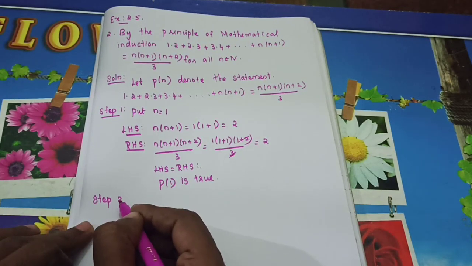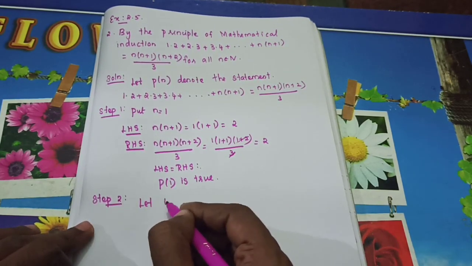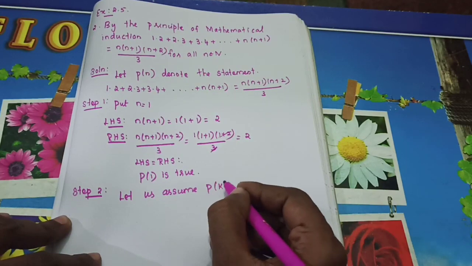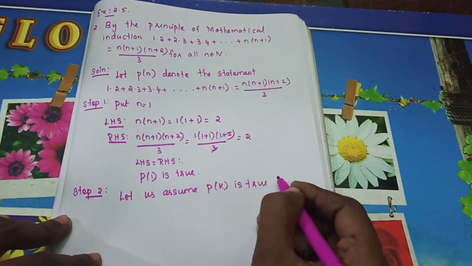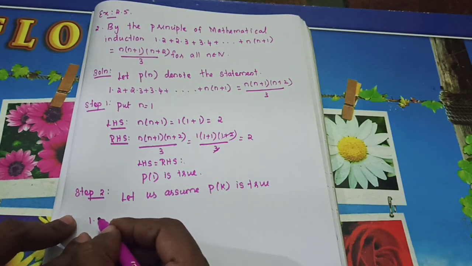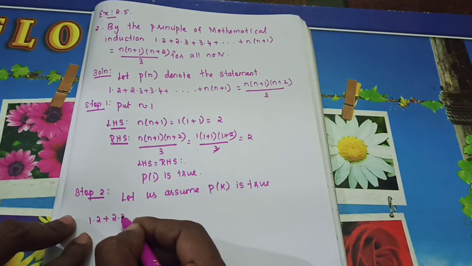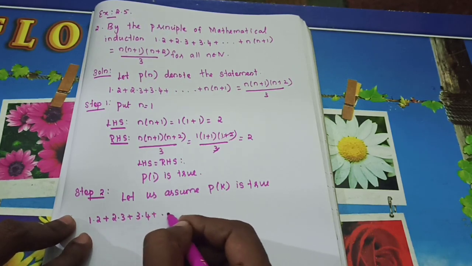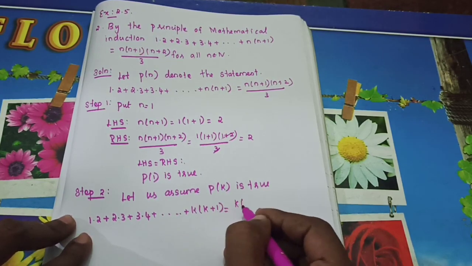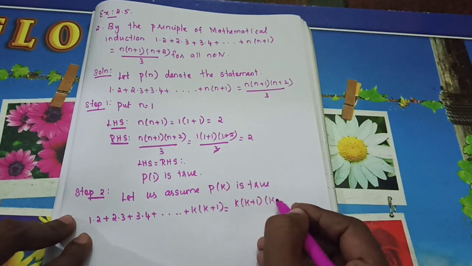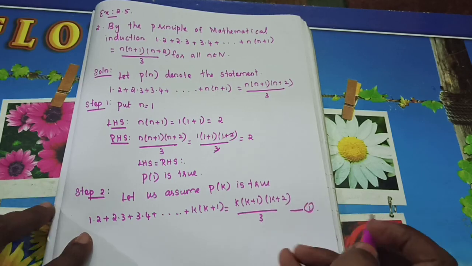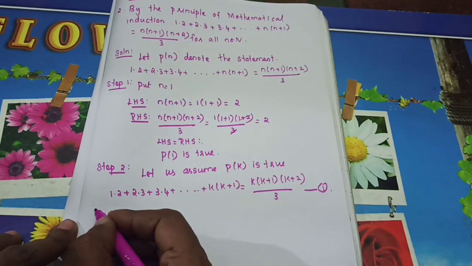Next what will you do? We will do step 2. What's step 2? Let us assume P(k) is true. In P(n), you need to substitute this k. So 1 into 2 plus 2 into 3 plus 3 into 4 plus etcetera plus k into (k+1) is equal to k(k+1)(k+2) divided by 3. Take this as equation number 1 for substituting.